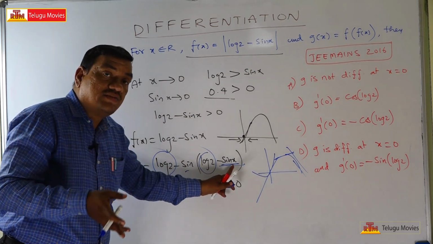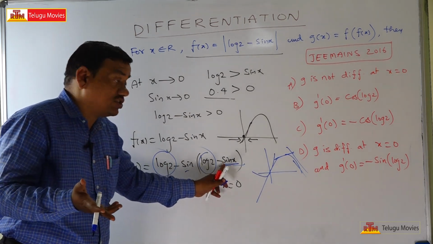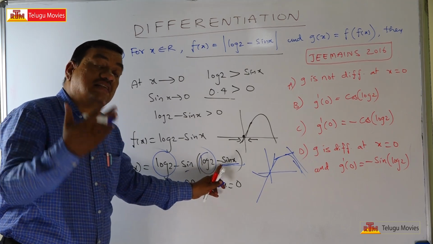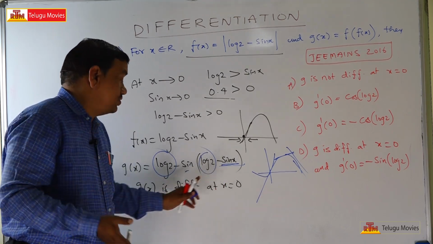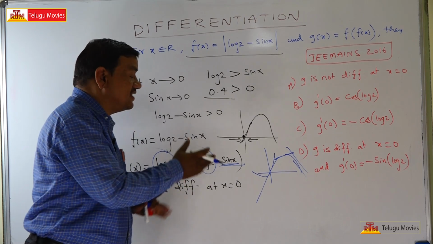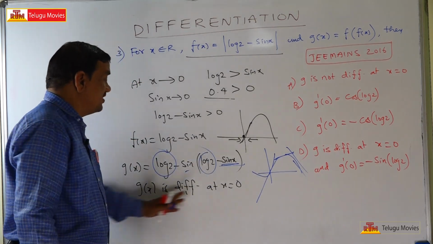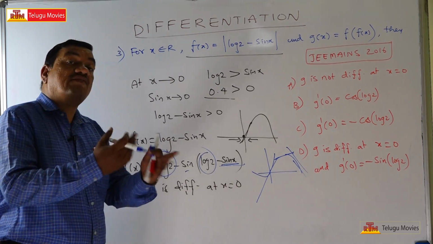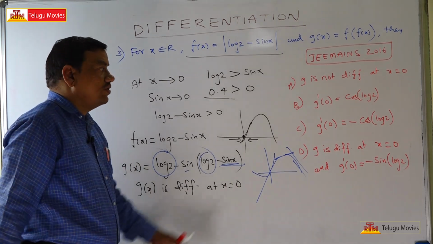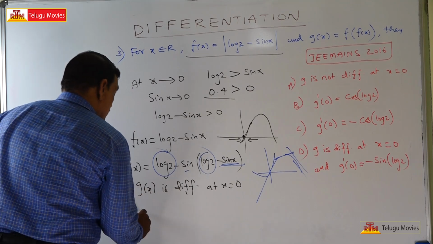If sin x is differentiable, minus sin x is also differentiable. Therefore, log 2 minus sin x is also differentiable at x is equal to 0. Sin of log 2 minus sin x is also differentiable at x is equal to 0. Therefore, we can declare that g(x) is differentiable at x is equal to 0. Now, find out g dash of 0.